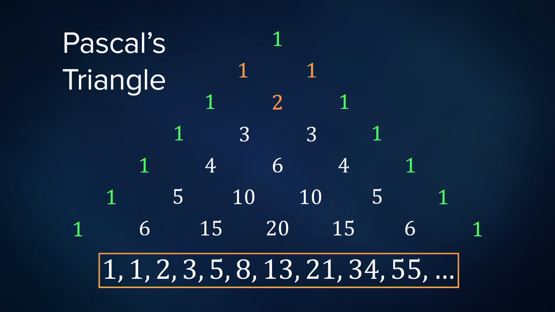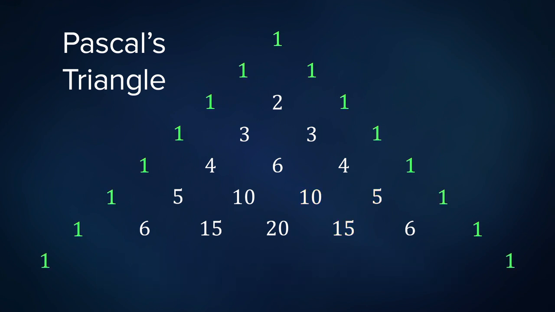Likewise, in Pascal's triangle, every number bigger than 1 is the sum of the two numbers above it. For example, here we see that 10 is equal to 4 plus 6. And here, 15 is equal to 10 plus 5. What would the next row look like? Well, let's see. It would begin and end with 1, and the numbers in between would be 1 plus 6 is 7, 6 plus 15 is 21, 15 plus 20 is 35, and so on.